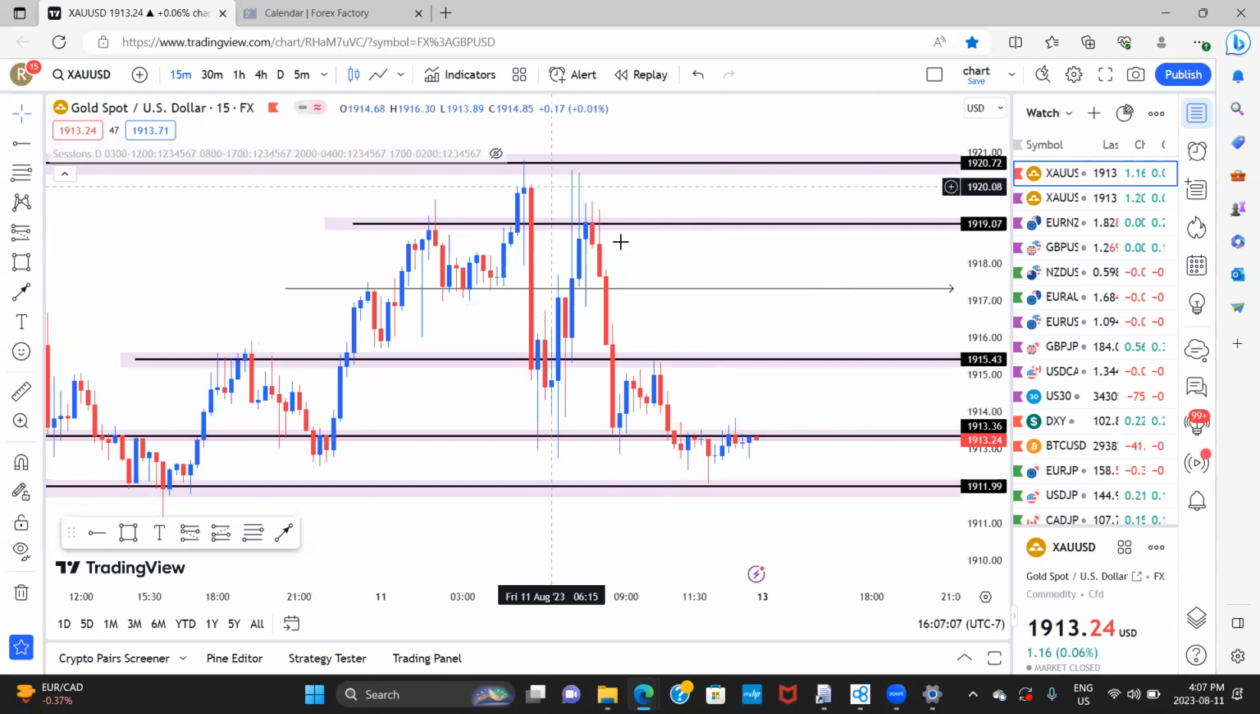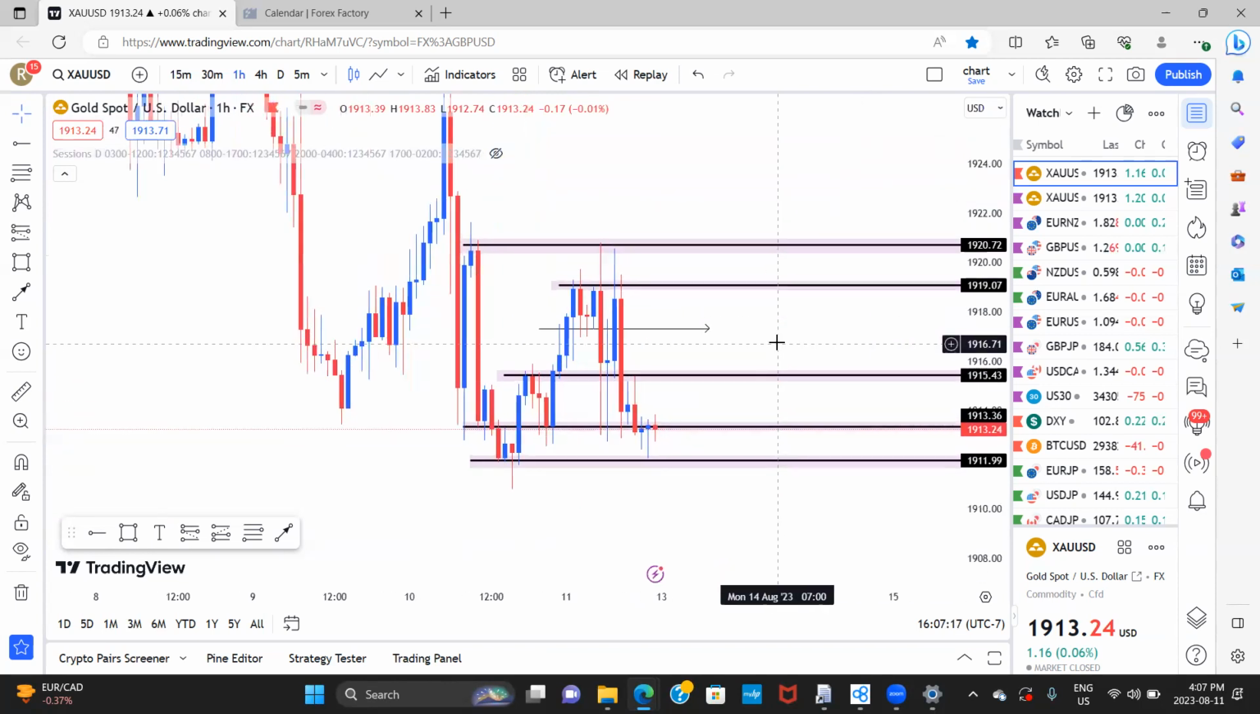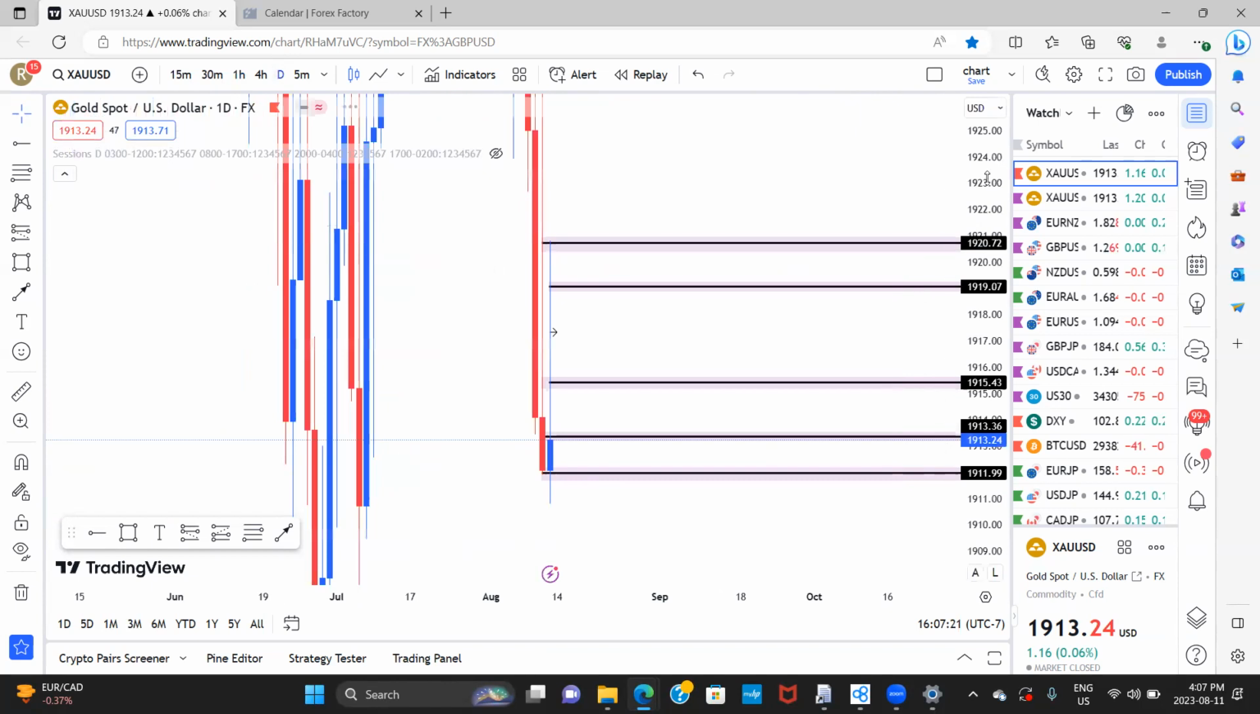So yeah, pretty much this move down is something that we were looking at, or something that we could have taken advantage of had we been on the charts. But all in all, a pretty irregular day on the charts for price action today.